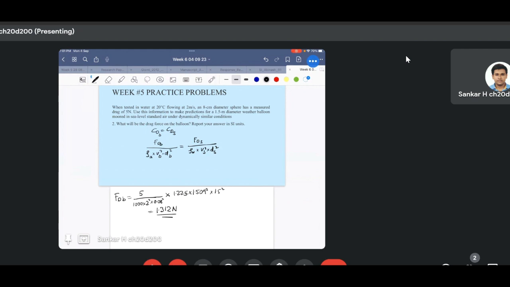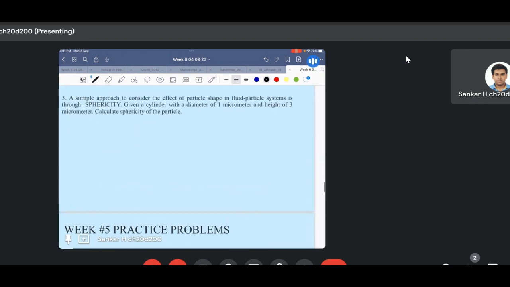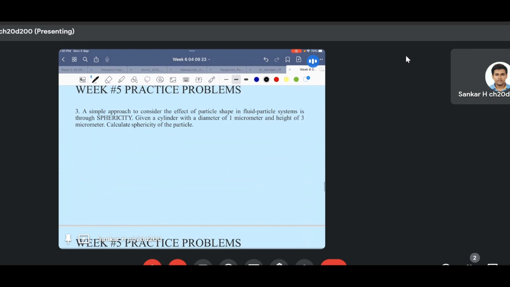Okay. Next practice problem. We are again dealing with the sphericity, but we are doing it for a cylinder. Therefore, we have again the equation for sphericity as phi is equal to the surface area of the sphere divided by the surface area of the cylinder.